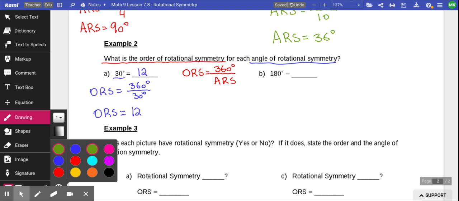If we do this one over here, we have 180 degrees. That means ORS, the number of rotations that it would look identical, would be 360 degrees divided by 180 degrees. If I put that in my calculator, the number of times that I could rotate it and it would look the same is only 2. Right? I could rotate it 180, it would look the same, and then another 180, it would look the same, and then I'd be done.